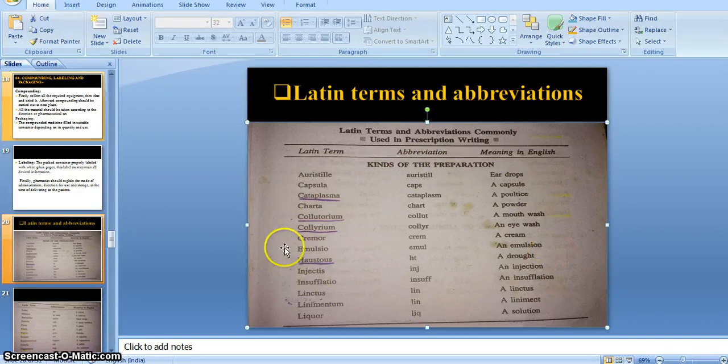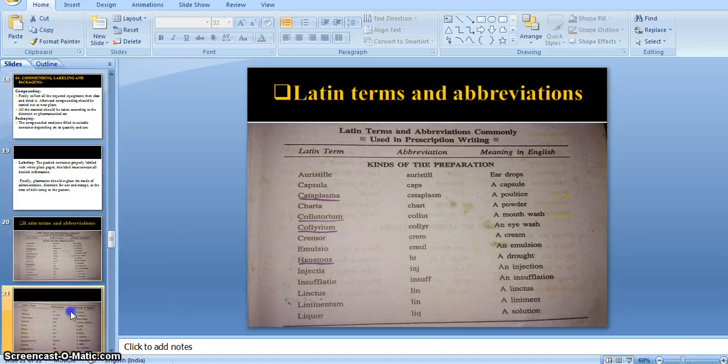These are the preparations, the dosage forms: capsule, poultice, powder, mouthwash, insufflation, liniment, injection. This is the English name of the dosage form, this is the Latin term for that particular English term, and this is the abbreviation.